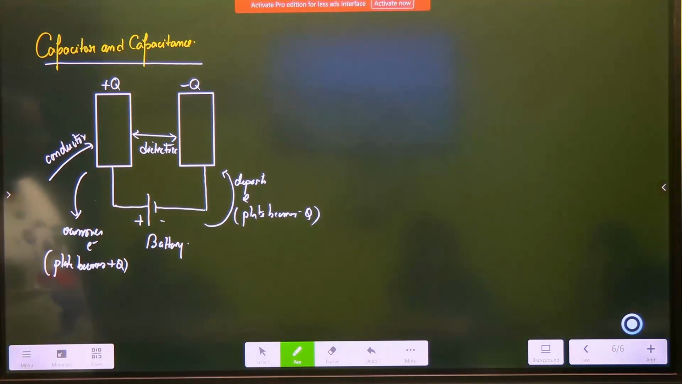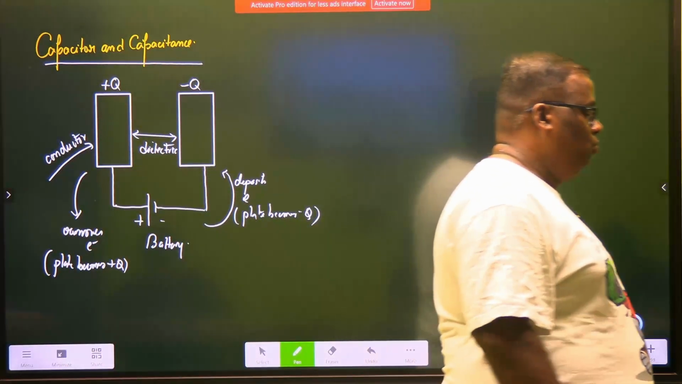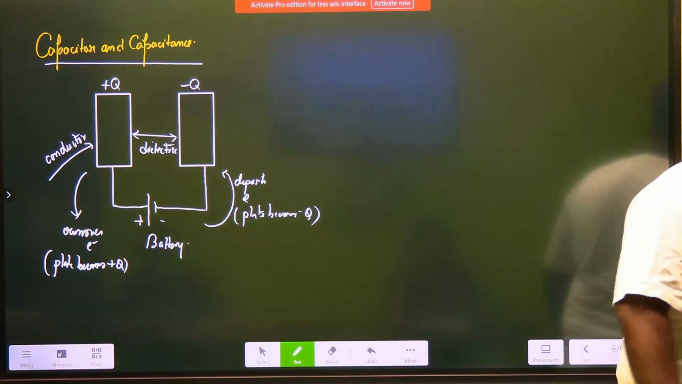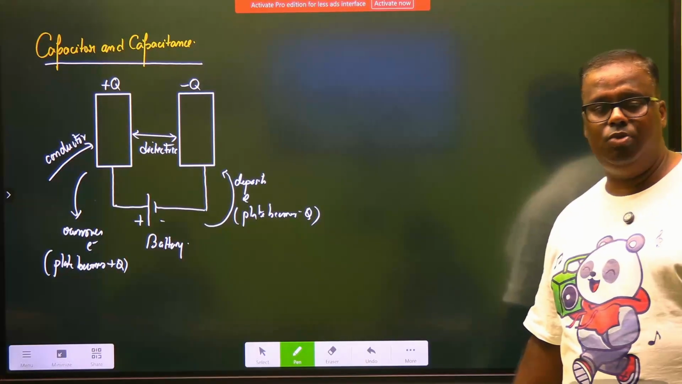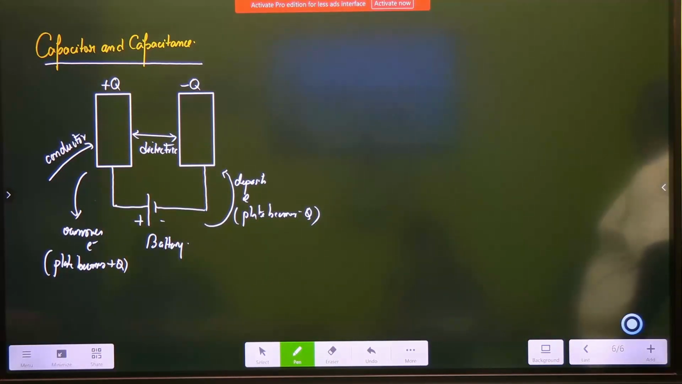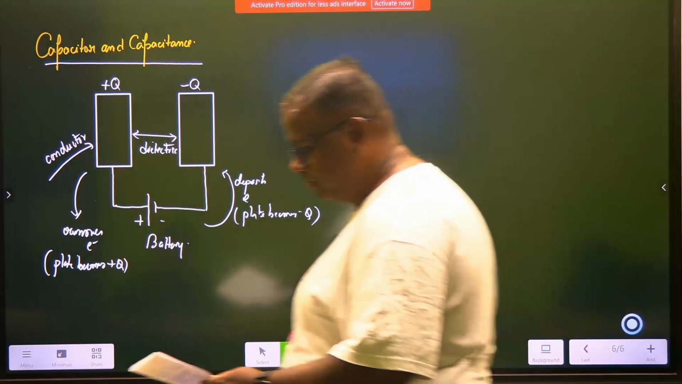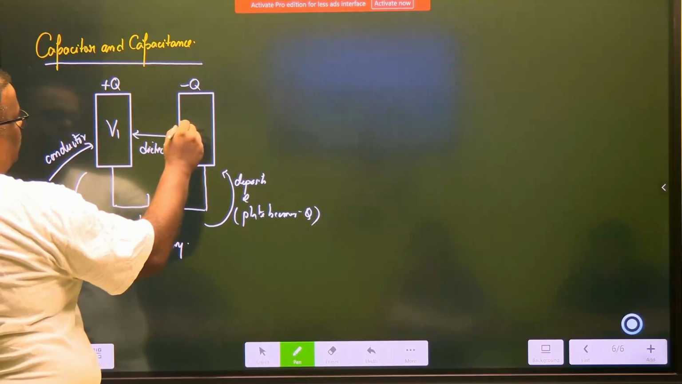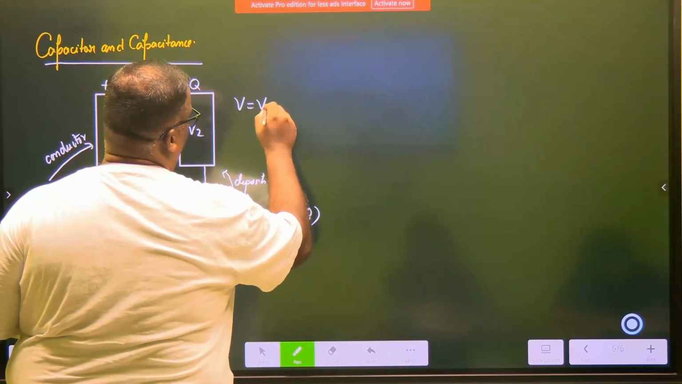So what is a capacitor? A capacitor is an arrangement of two conductors, like two plates, which are separated by a dielectric. The capacitor's plates are connected to a battery source, which will withdraw electrons from one side, making one plate positively charged, and deposit the electrons on the other plate, making it negatively charged. Is this okay so far? Okay. Now, the two conductors will now develop potentials V1 and V2, and there will be a potential difference V, which is equal to V1 minus V2.